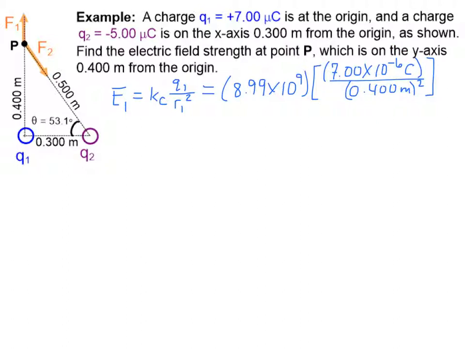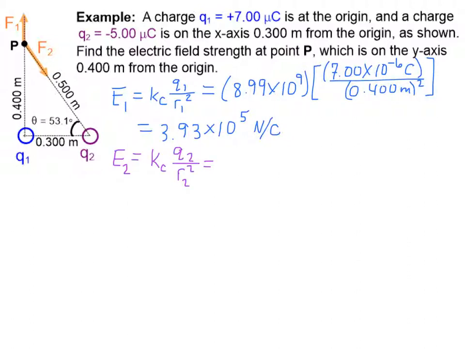1 microcoulomb is equal to 10 to the negative 6 coulombs. And my distance is in meters, so that is going to work well for my units. I get 3.93 times 10 to the 5th newtons per coulomb for the strength of the electric field that is being produced by charge 1.